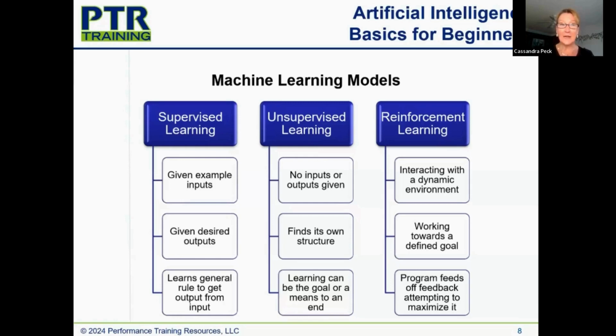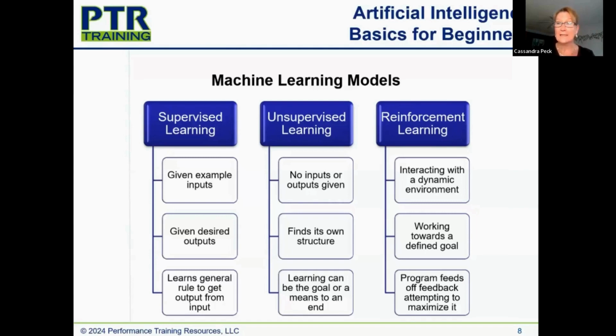Now, unsupervised learning is one of my favorite machine learning models because I think it's kind of exciting in a geeky way. Unsupervised learning deals with unlabeled data. It's kind of like the what could be, right? It's more exploratory. The model aims to discover patterns, structures, or relationships within the data without any predefined labels. It explores the inherent structure of the data and groups similar instances together, enabling insights and potential clustering of data points, right? No inputs or outputs, it finds its own structure. Learning can be the goal or a means to the end.